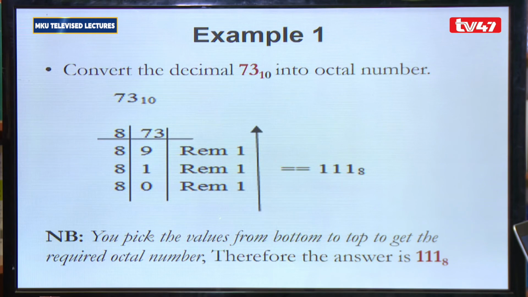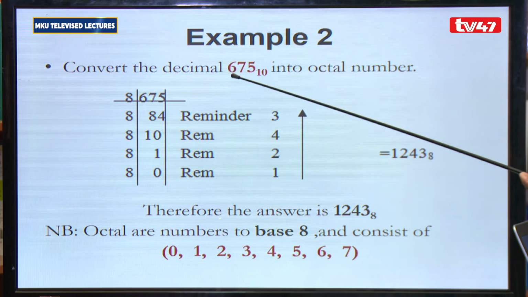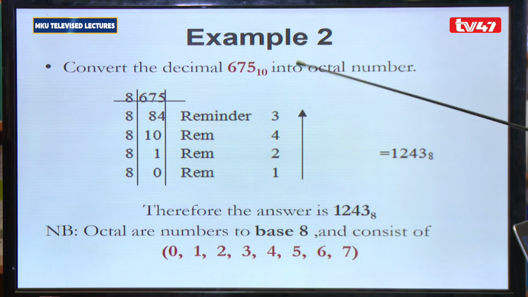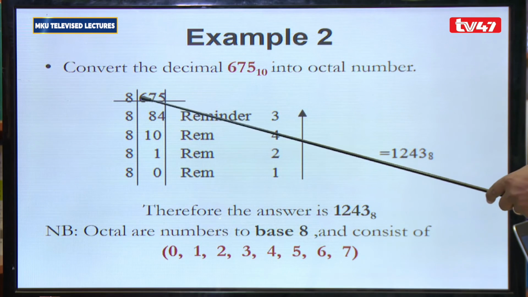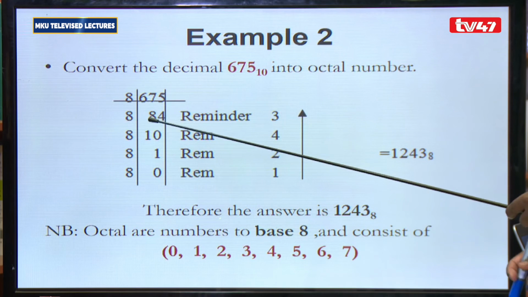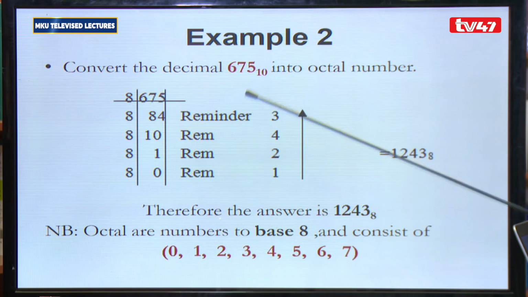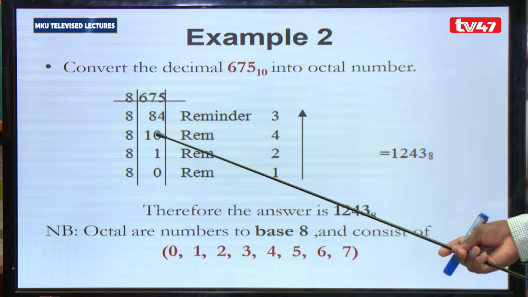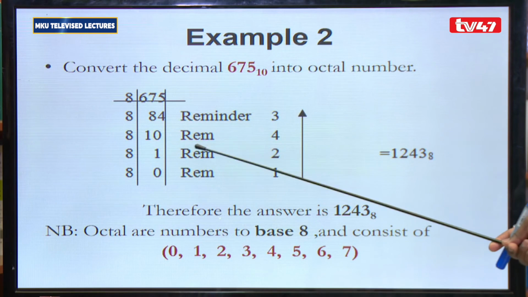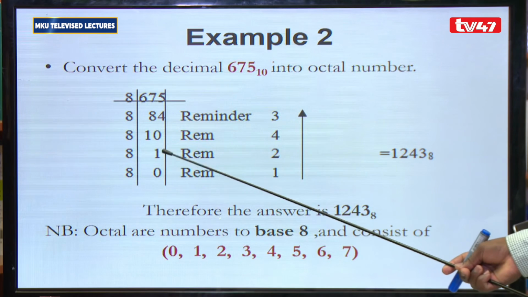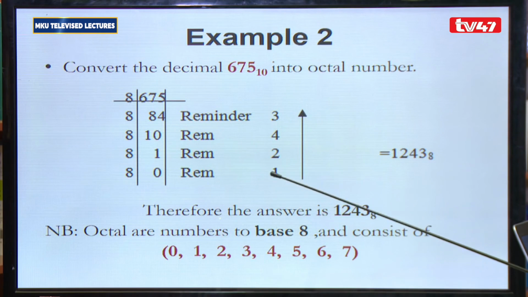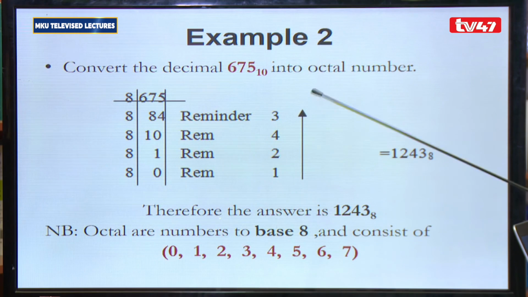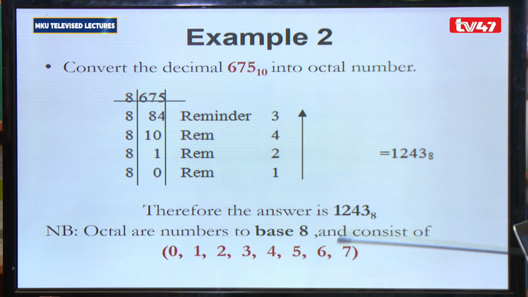Another example, 675 base 10, we want to convert it to octal. You divide by 8 throughout. When you divide 675 by 8, you end up with 84, remainder 3. 84 divided by 8 is 10, remainder 4. 10 divided by 8 is 1, remainder 2. And 1 divided by 8 is 0, remainder 1. Then you pick the values from bottom to top. You end up with 1, 2, 4, 3, base 8.